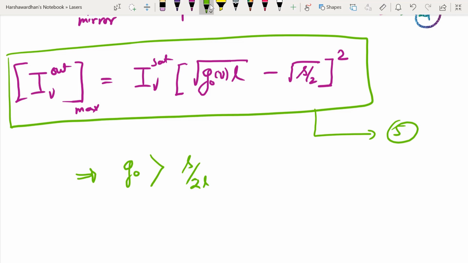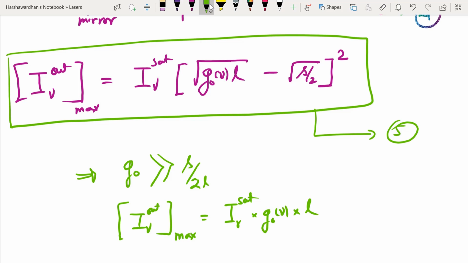If you choose it to be that, then you see that I nu out max, if we can manage that, reduce the scattering. So engineering of the laser has to be done with immense care to losses, which should be avoided and kept minimal when it comes to the choice of material, the engineering of the mirrors and so forth. The maximum possible output you can get is essentially I nu saturation times the small signal gain times the length of the cavity. That's the best you can get out of these systems.